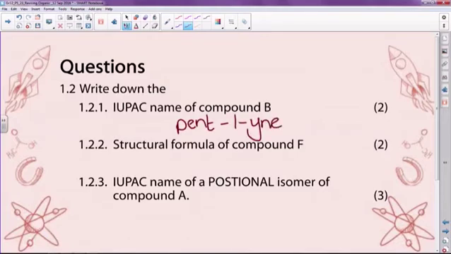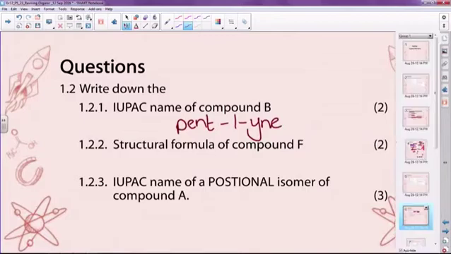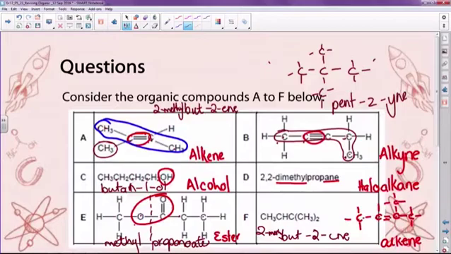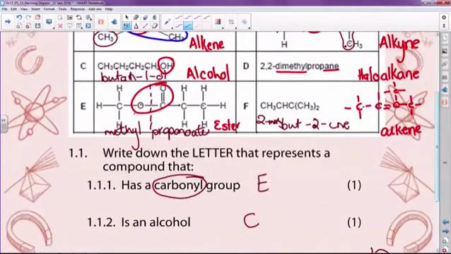Then they want the structural formula of compound F. So if we go back to my nice one that I wrote all over, and we look at this, look over here.